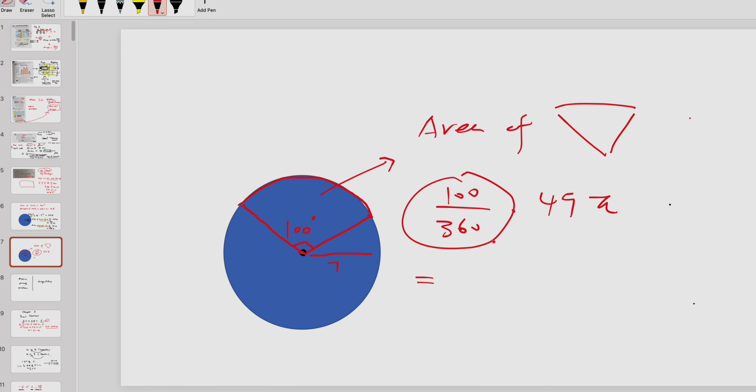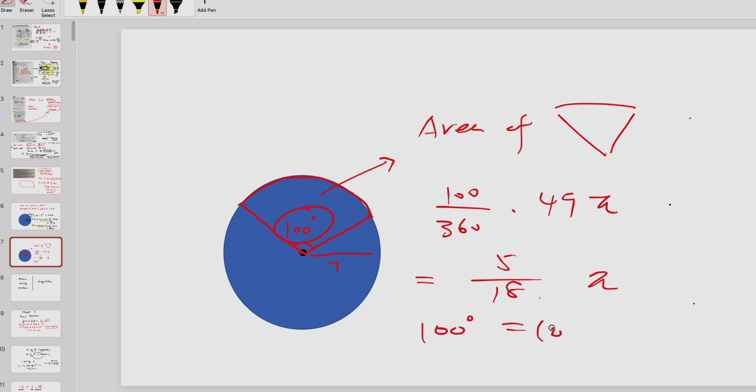If you simplify, can you help me simplify just the number part without considering the pi? So how many pi for this question? 5 over 18. So basically this is 5 over 18 pi, if you want to find the area of this slice. This one is 100 degrees, right? Okay, good.